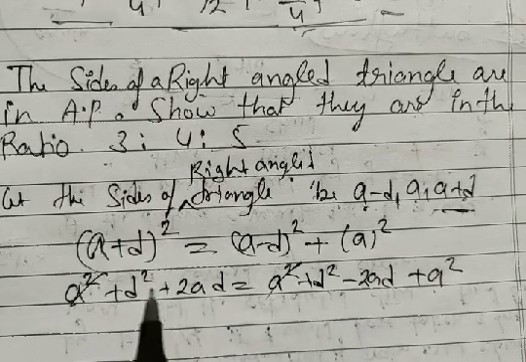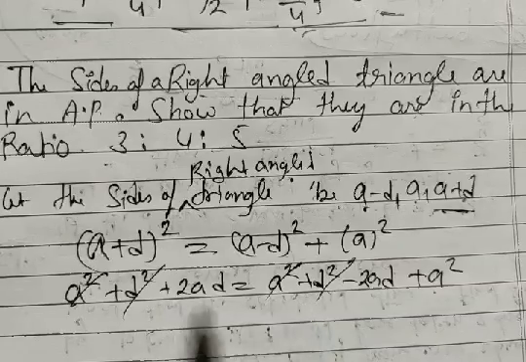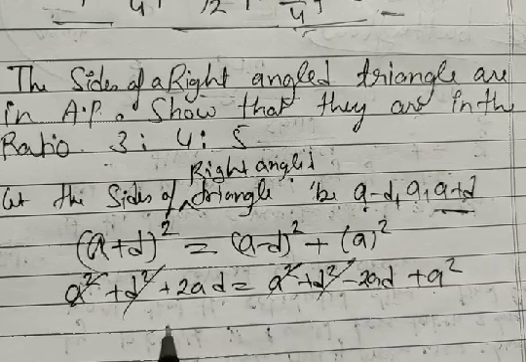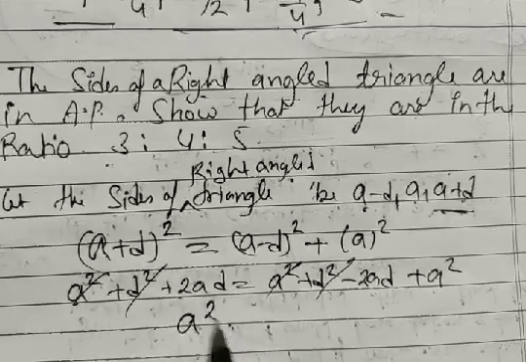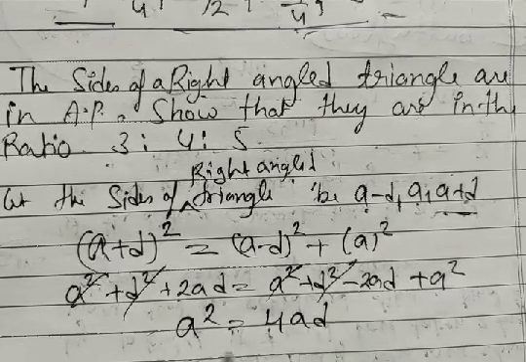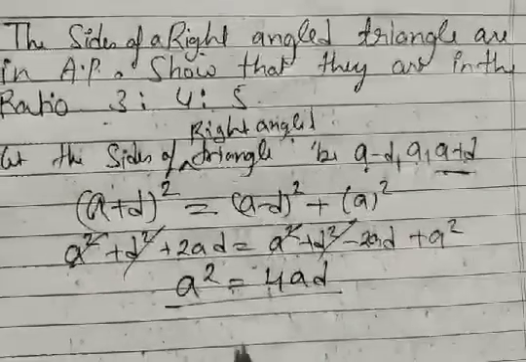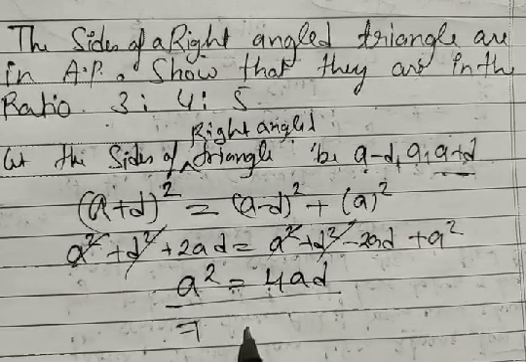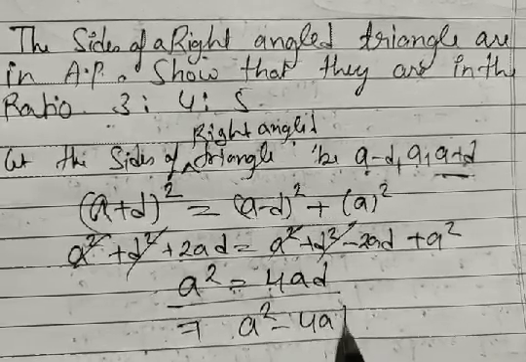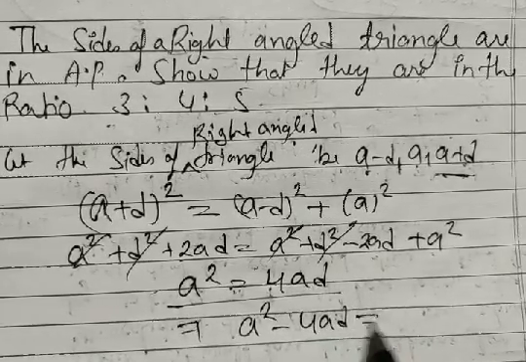Then we cancel out this d square, both are positive there. Now we shift 2ad to the left hand side. Now we have a square is equal to 4ad. Then a square minus 4ad is equal to 0.